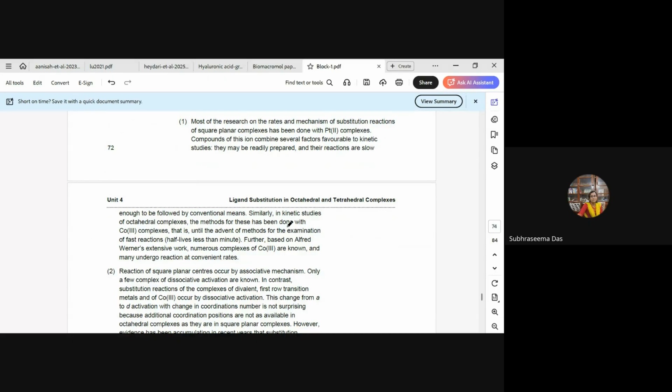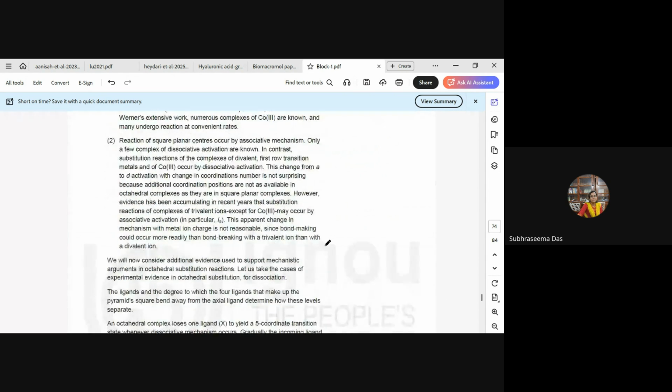Similarly, in kinetics of octahedral complexes, they have been mostly studied with Co3+ ions, because Co3+ complexes are very well known and they undergo reaction at convenient rates. So the reactions of square planar complexes occur by an associative mechanism. Only a very few dissociative mechanisms are known, but when we talk of the first row transition metals in octahedral complexes, Co3+, it occurs by a dissociative mechanism.